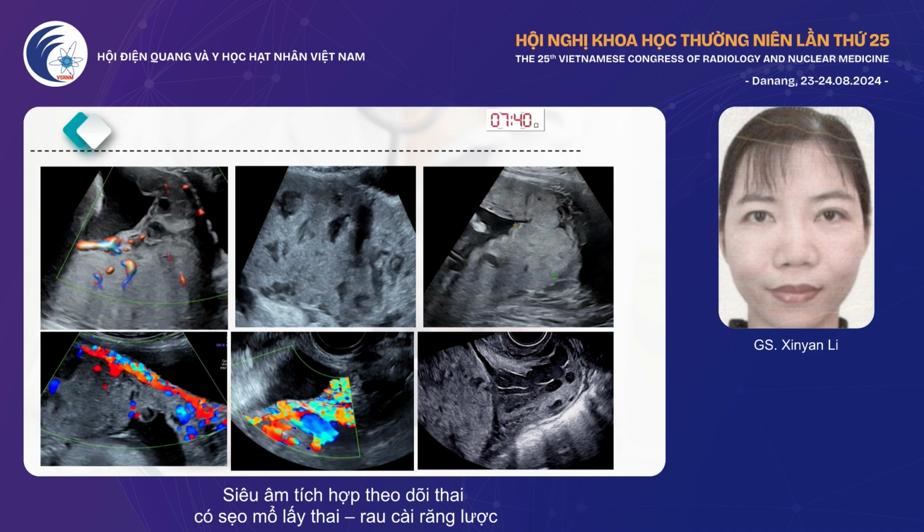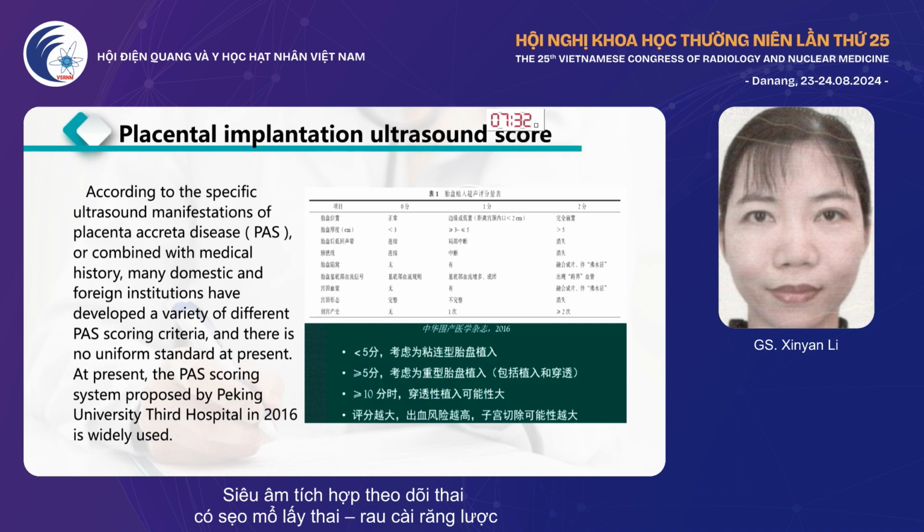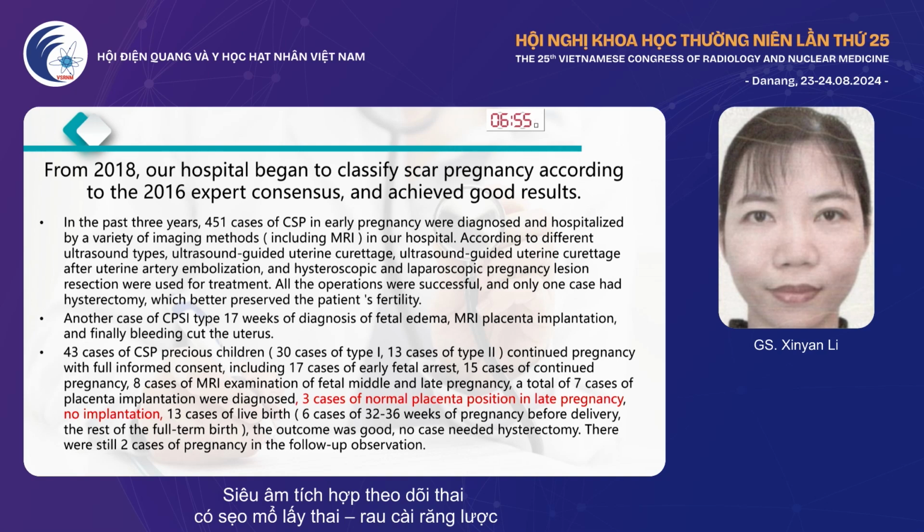This is the picture of the placenta implantation. Let me introduce the placenta implantation ultrasound score system. According to the specific ultrasound manifestation of placenta accreta, combined with medical history, many institutions have developed a variety of scoring criteria. In China at present, the PAS scoring system proposed by Peking University Third Hospital in 2016 is widely used. From 2018, our hospital began to classify CSP according to the 2016 expert consensus and achieved good results.